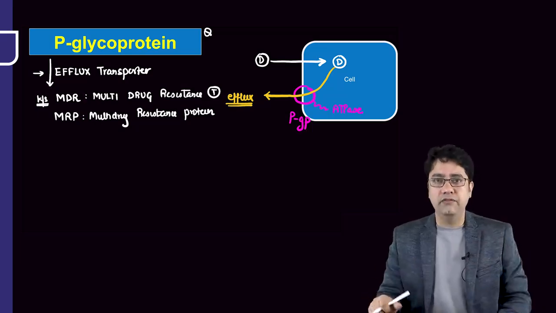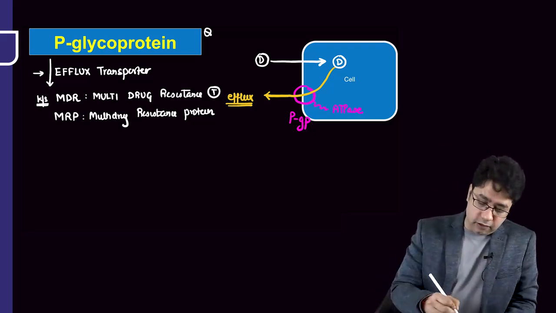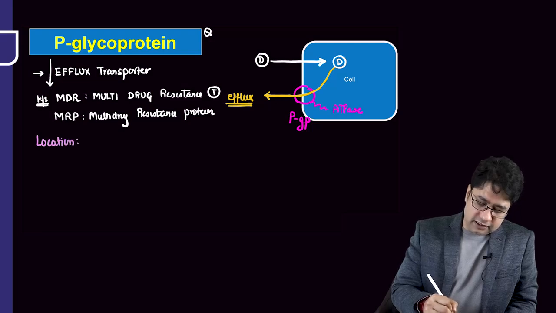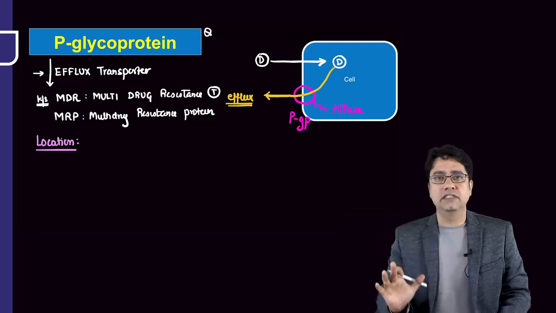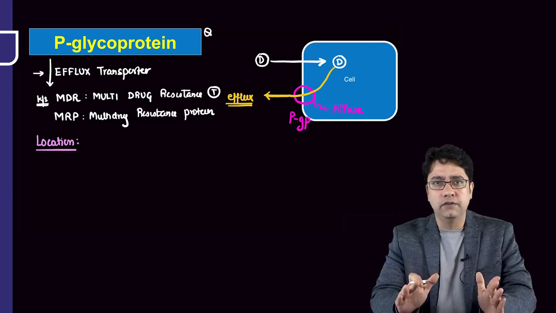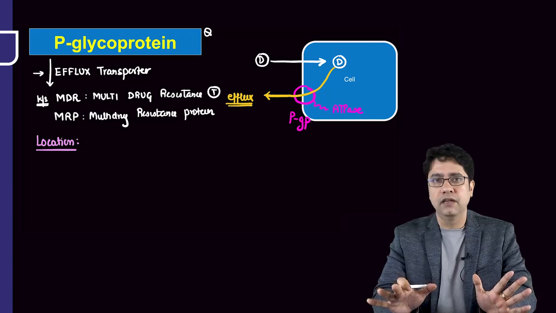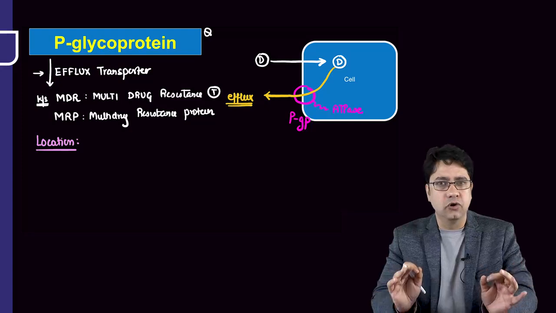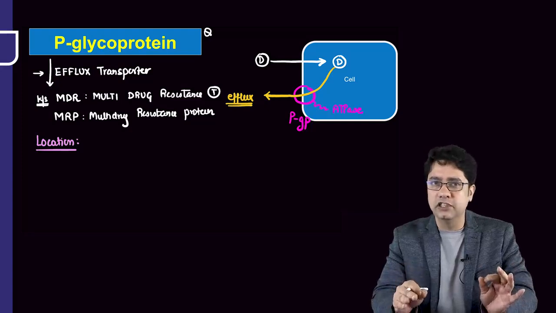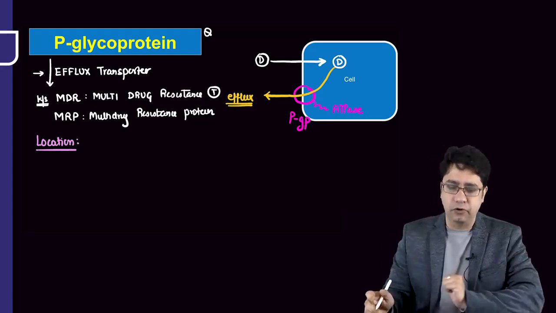Now the point you have to understand is where this P-glycoprotein is present, its location. Now to understand location, just remember one point always. P-glycoprotein doesn't want the drug to remain inside the body. It is an enemy of a drug, P-glycoprotein. So I will tell you certain locations. Think about it, what will be the action of P-glycoprotein?